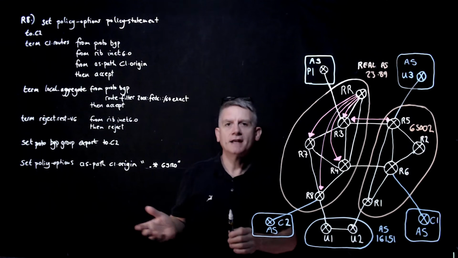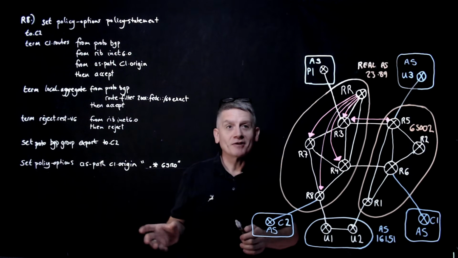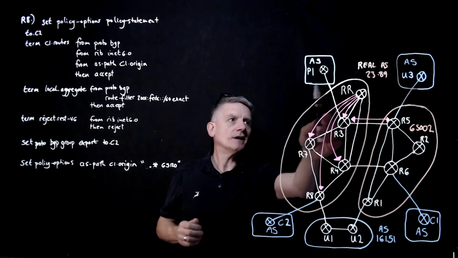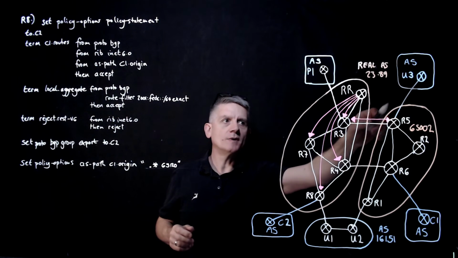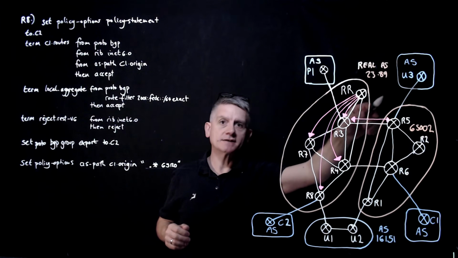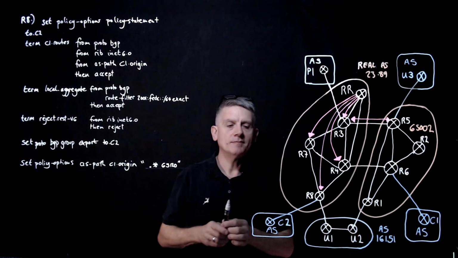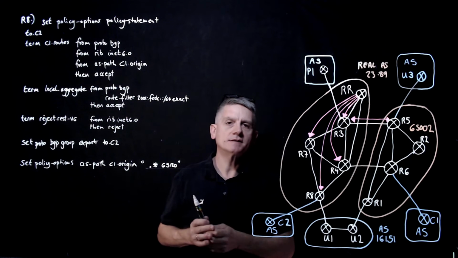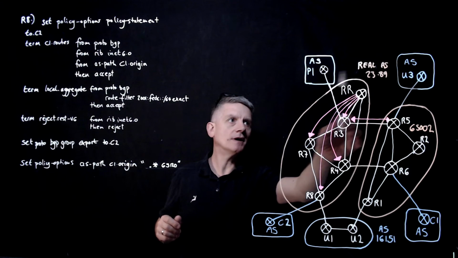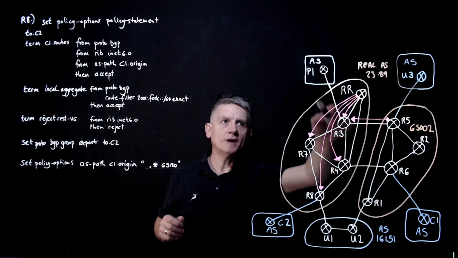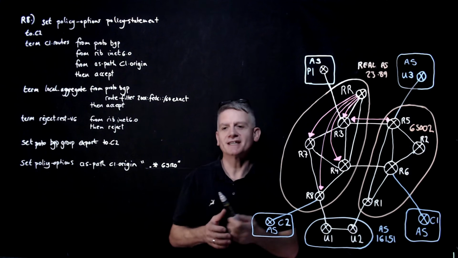Now, we have another requirement, and that is between P1 and upstream 3. We want the IP version 6 to these neighbors to not get mixed with any of the other customers. And so for P1 and upstream 3, we're wanting to tunnel the IP version 6.